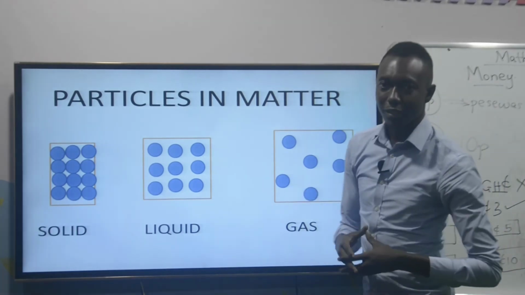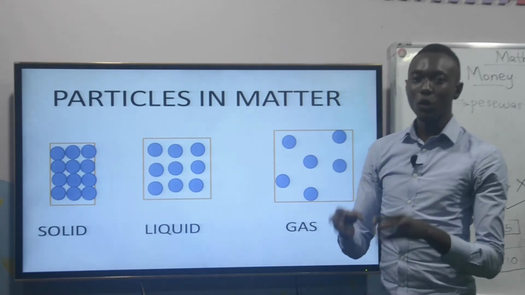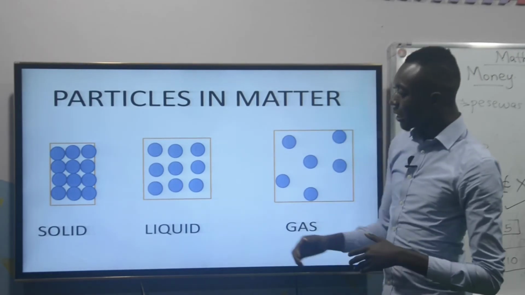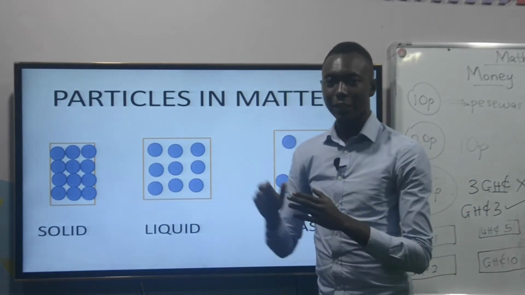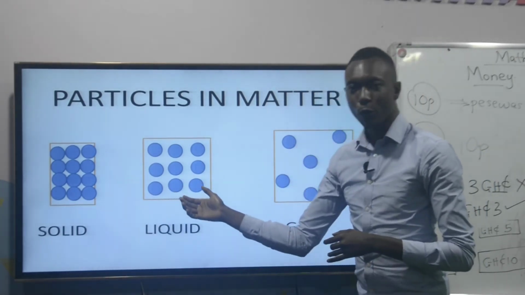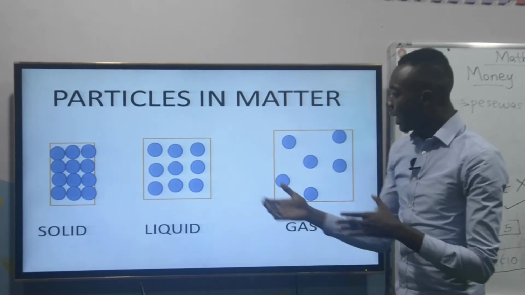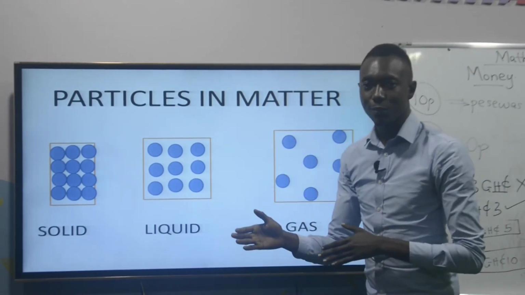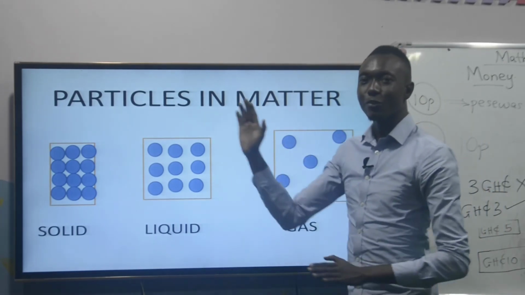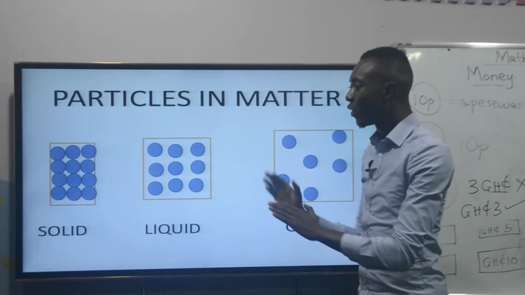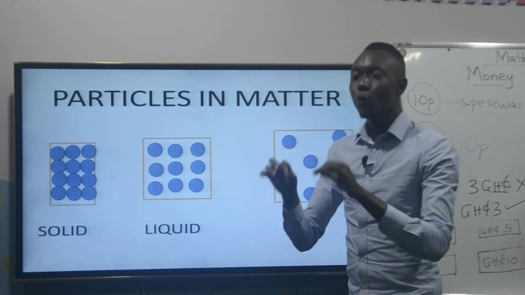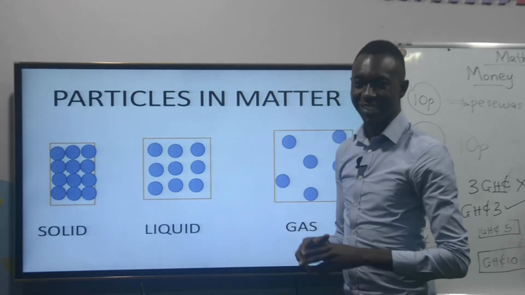In our next lesson, we shall also look at the changes in the state of matter. Note that when heat is applied to solid, it can change its state to another state, whether liquid or gas. Liquid can also change its state. Gas can also change its state. So we are going to look at the various changes that can occur in these three states of matter and the special names we give to these changes.